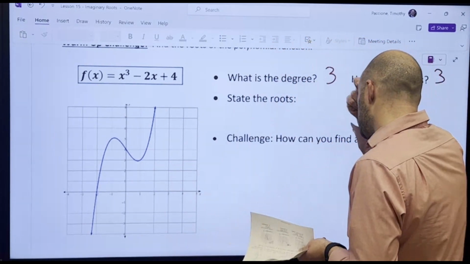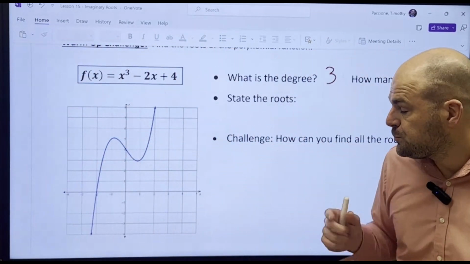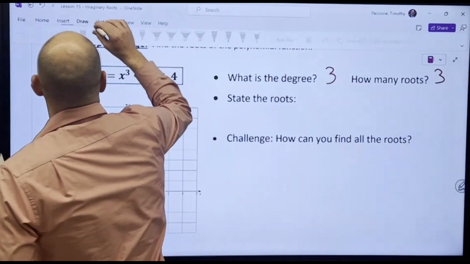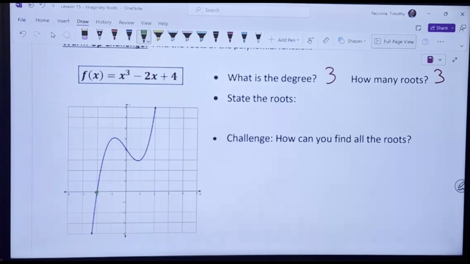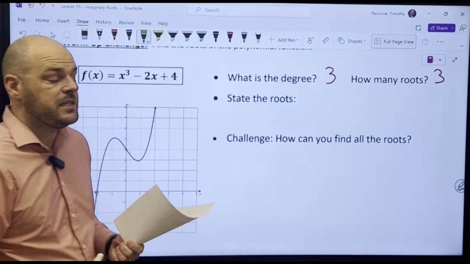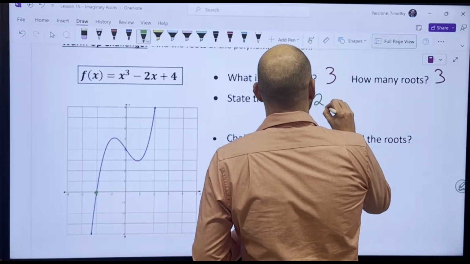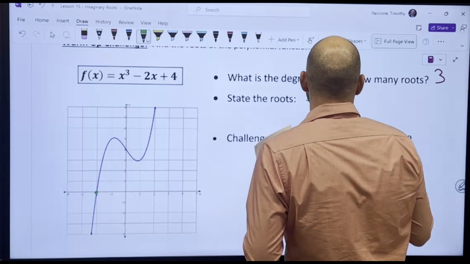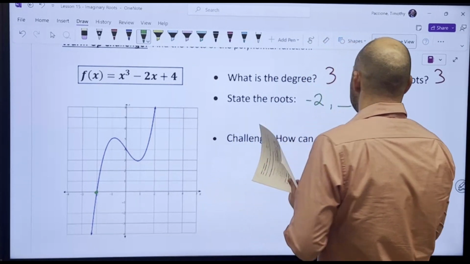It should have 3 roots, right? So we're trying to find those roots. Now, looking at the graph, we notice we have an x-intercept of -2. So the first root we found was -2. We're still looking for 2 more.